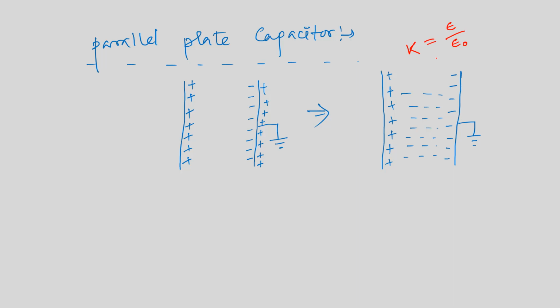And we assume that the permittivity of air or vacuum, you can say, is the greatest, that is 8.85 times 10 to the power minus 12 coulomb square per newton meter square. In this case, you can say that through air the maximum number of electric field lines can pass.